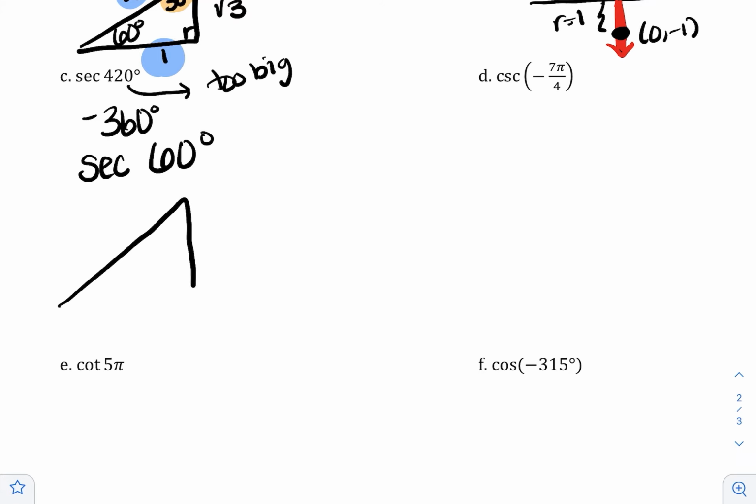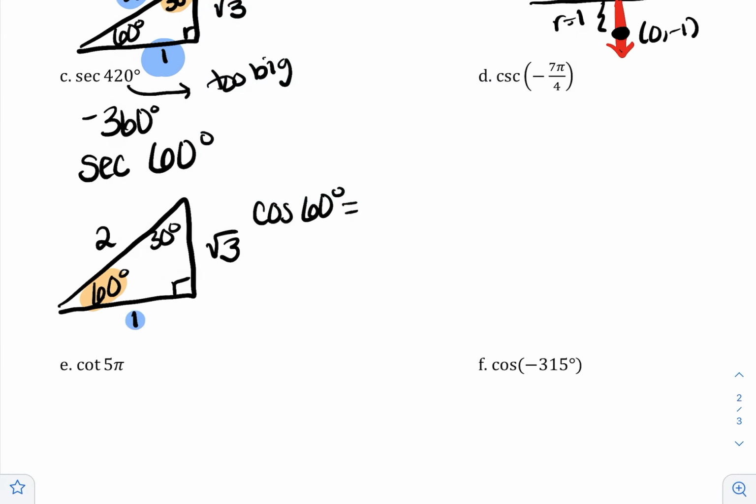I'm going to draw my triangle again. This was 60. This was 30. This was 1. This was 2. By the Pythagorean theorem, this was the square root of 3. So what I'm going to do to help me think about it is first I'm going to find the cosine of 60, and then I'm going to take the reciprocal. So the cosine of 60, which is here, is adjacent over hypotenuse. So it's going to be 1 over 2. And so the secant is going to be the reciprocal of cosine, so it's going to be 2.